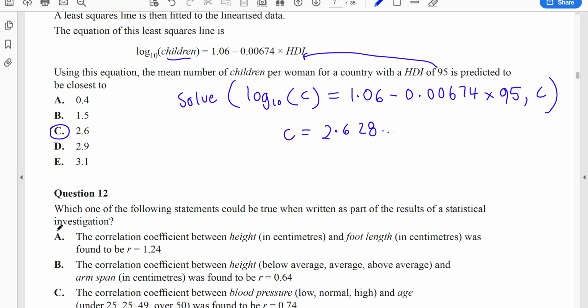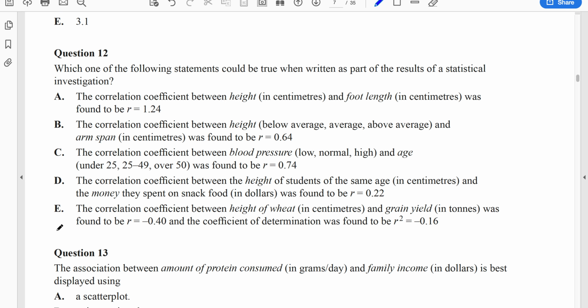Moving on to 12. There was a fair bit of reading involved in this question, but we're trying to find what could be true. So we're looking for things that aren't right in these statements so that we can eliminate them. This first one mentions a correlation coefficient, so that's our R value, between height and foot, and it's got the lengths in centimeters, so both numerical variables, but it says that the R is 1.24. Now that is impossible because R should be between -1 and +1. It should be less than or equal to 1. Which makes this one impossible.